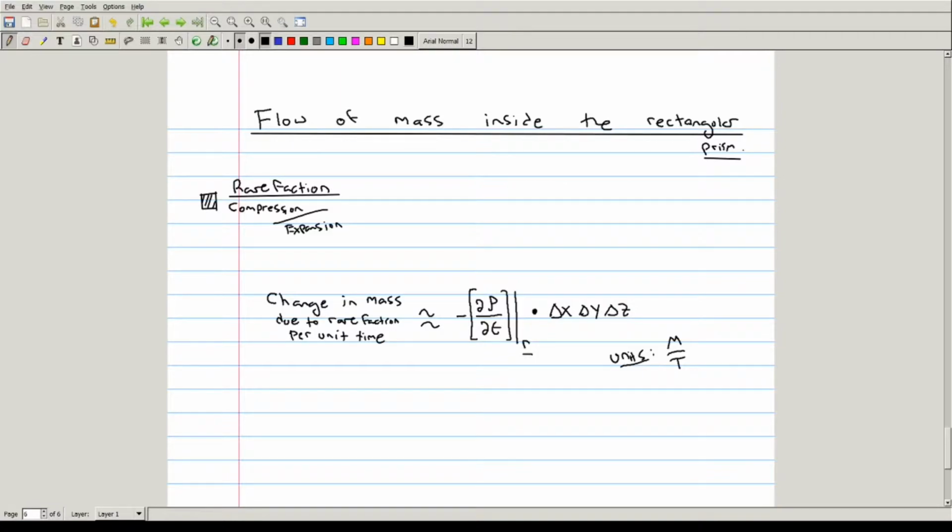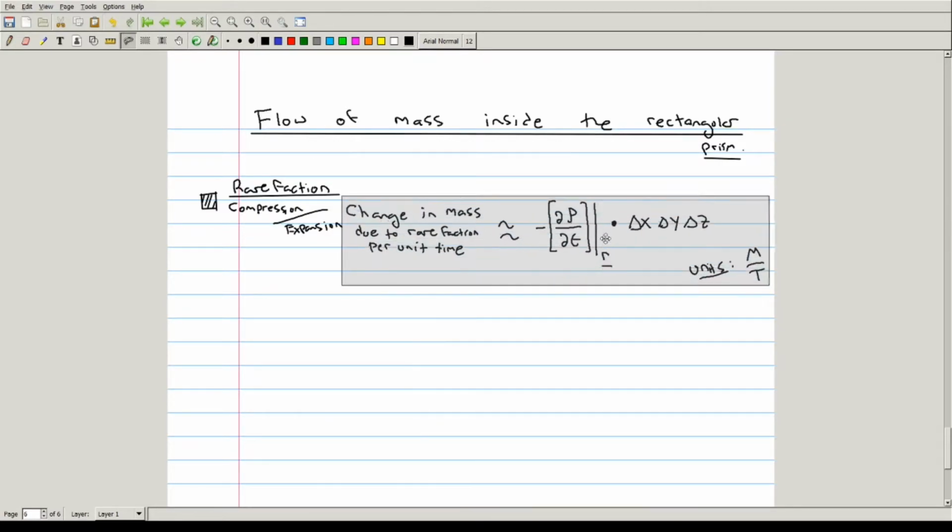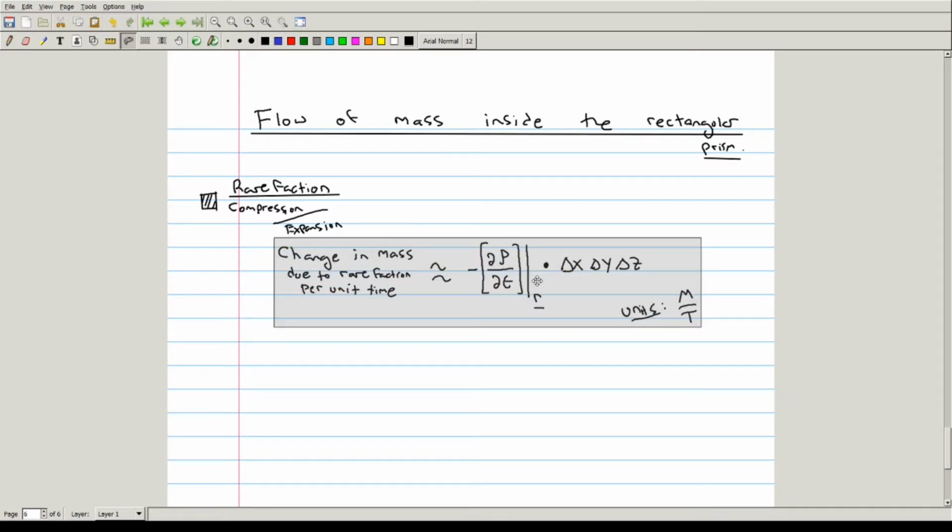The main idea here is that if the rate of change of density is positive with respect to time inside this region, that means the change in mass is going to be negative. And if the rate of change of density inside the region is negative due to rarefaction or compression, then you'll have a negative value times a positive value, which means the change in mass due to rarefaction per unit time is going to be positive, because you get negative times negative, which is positive. So this is a very nice justification of why this directly works.